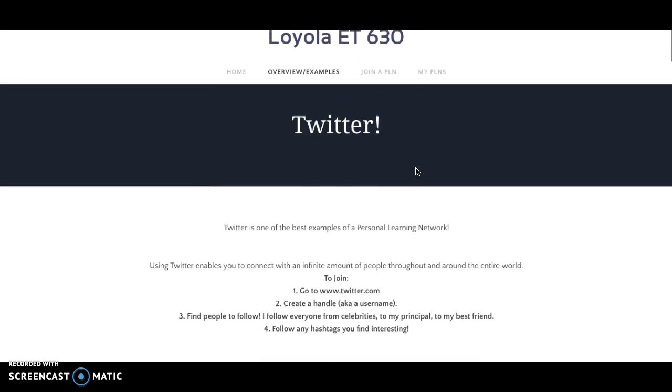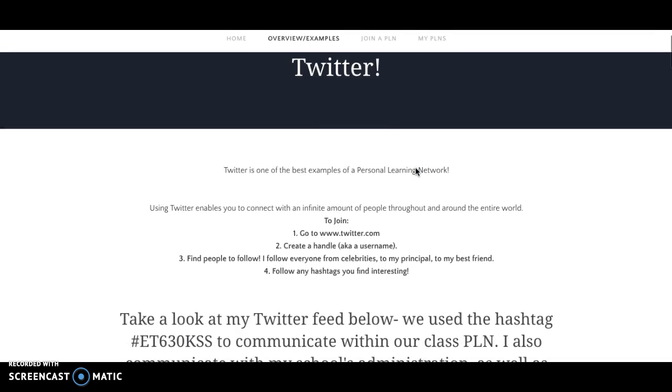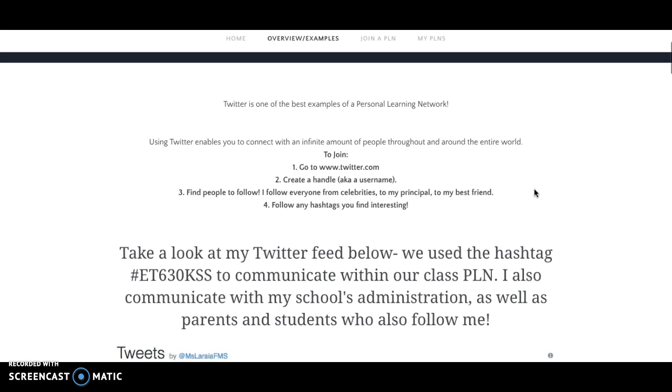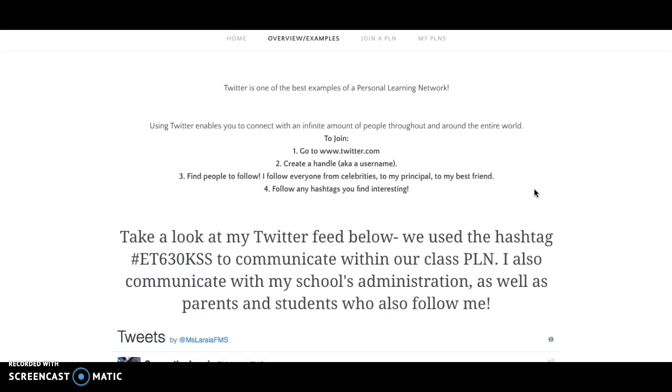So when we go to the overview and examples, I talk a lot about Twitter because Twitter is one of the best examples of a personal learning network. To join Twitter, it's really easy. You just go to twitter.com, you create a handle, which is just a username, so that's what people would tag you in on Twitter, and you find people to follow. So I follow everyone from celebrities to my principal to my best friend, and it's a really informal way of finding out a lot of information and keeping in touch with people.